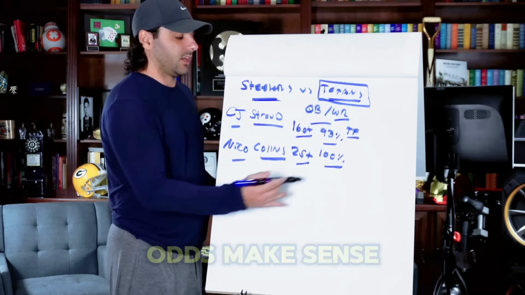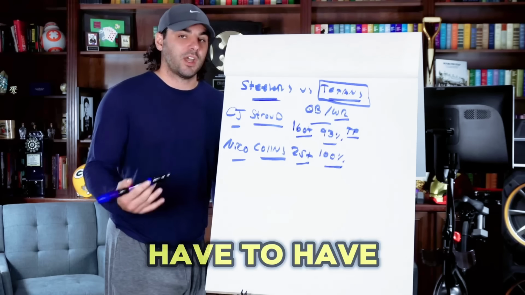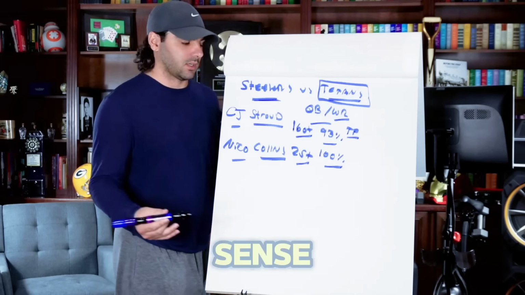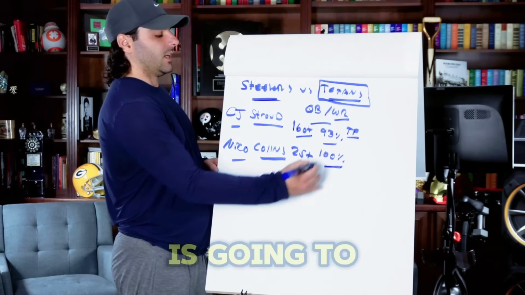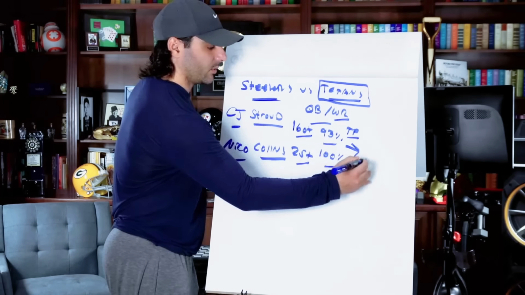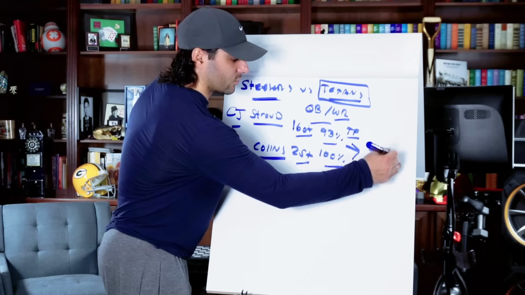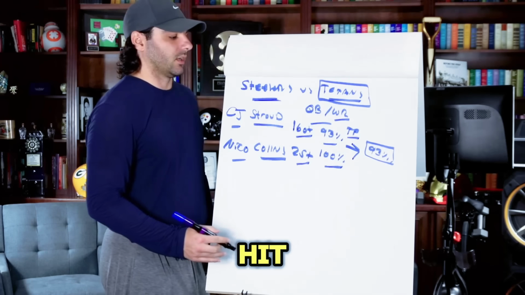Now let's see where the odds make sense and if this makes sense, because we still have to have an edge for it to make sense. So putting these two together, 100% and a 93%, is going to give us a true probability of 93% of that same game parlay being able to hit.